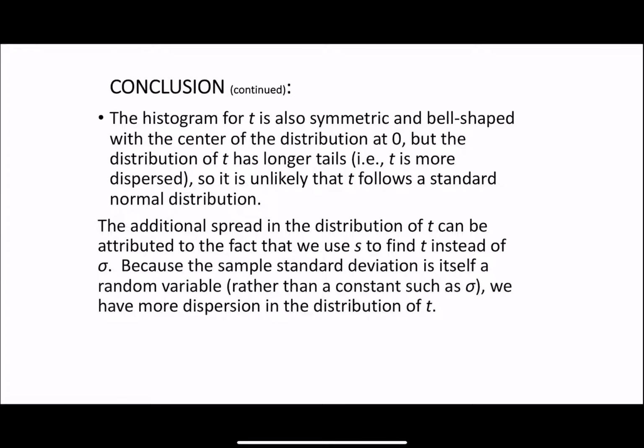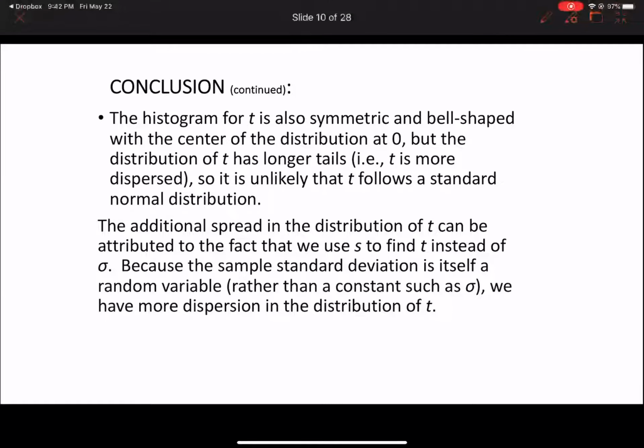So let's look at our t histogram. It is symmetric and bell-shaped. The center of distribution is at 0, but the distribution of the t has longer tails. It's more widely dispersed. It doesn't likely follow a standard normal distribution, and the additional spread can be attributed to the fact that we use s, which is our sample standard deviation, to find t instead of sigma, which is our population standard deviation. That sample standard deviation causes it to be more spread out.